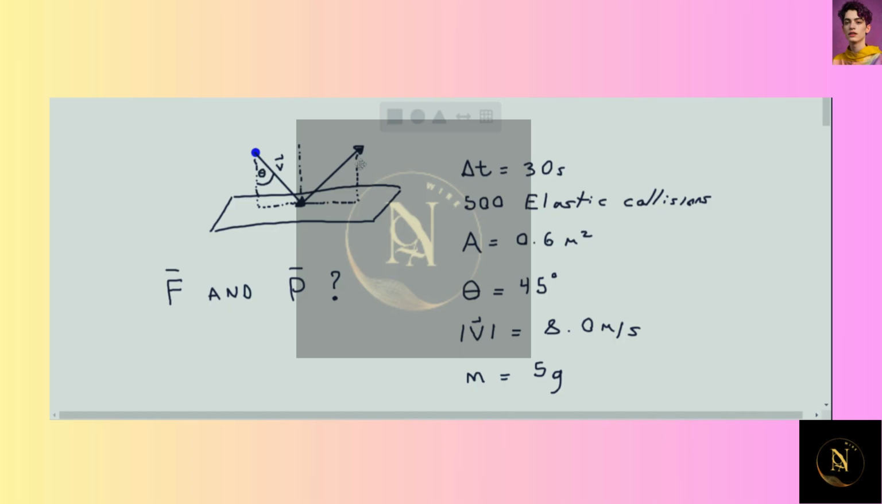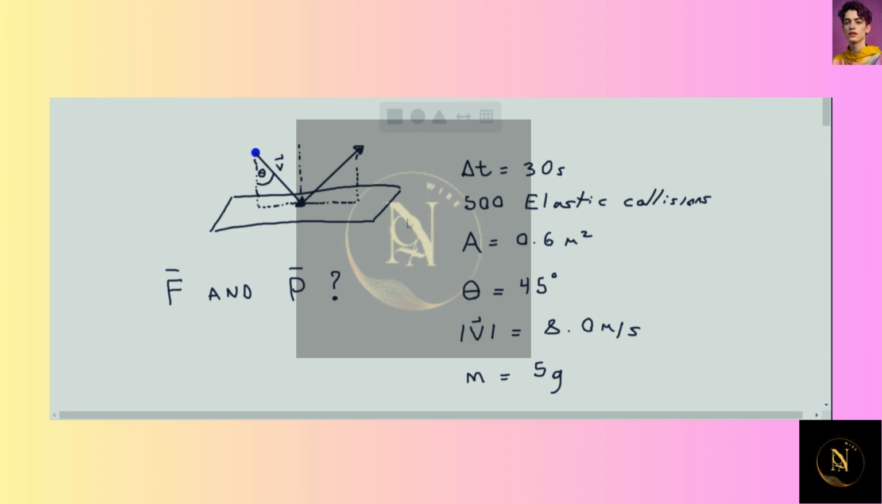So in this problem, we're going to be investigating what the average force and pressure is from a bunch of stones making collision with a glass plate. Specifically, 500 of these collisions occur over a period of 30 seconds. And then here are a bunch of other parameters of the problem, like the angle of incidence, the velocity, the mass of the stones, etc.